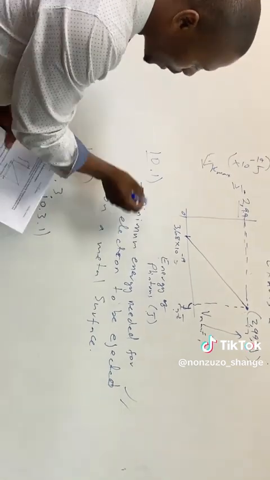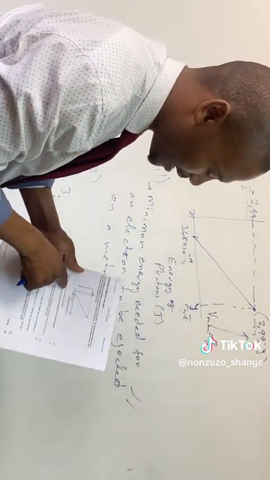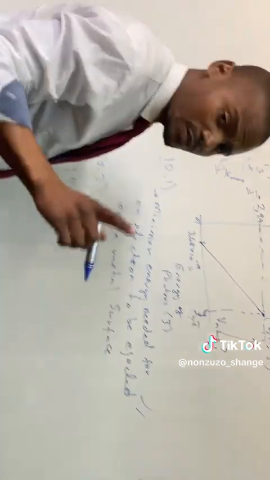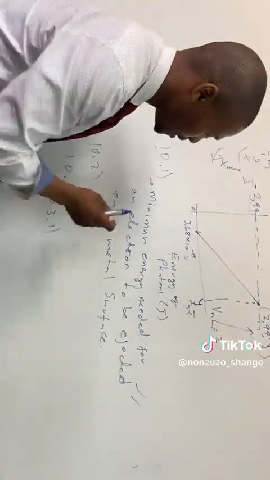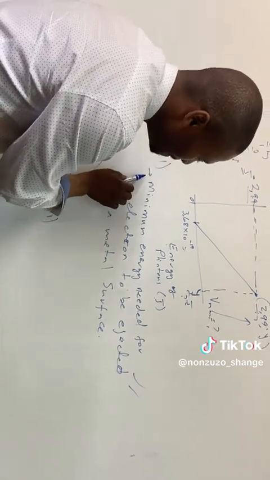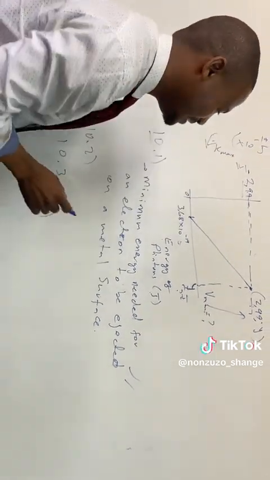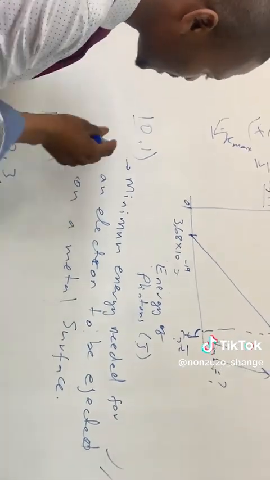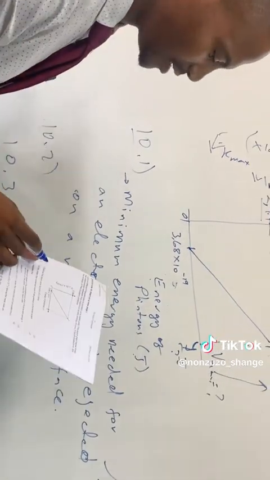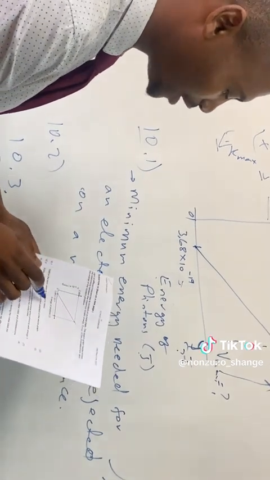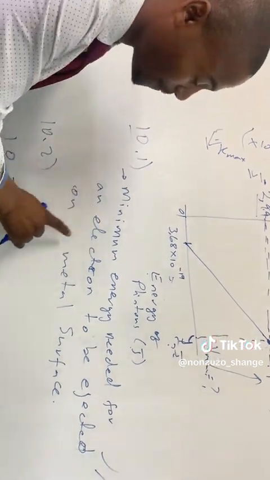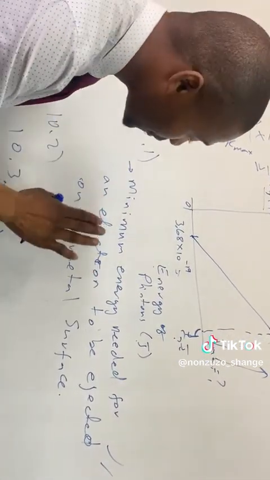Now, 10.1: define the term work function. So 10.1 is about defining the work function of a metal, so you must be good with your theory, that is, good with the terms and definitions. Work function means the minimum energy needed for an electron to be ejected from a metal surface. Defining it like that, you get yourself 2 marks.